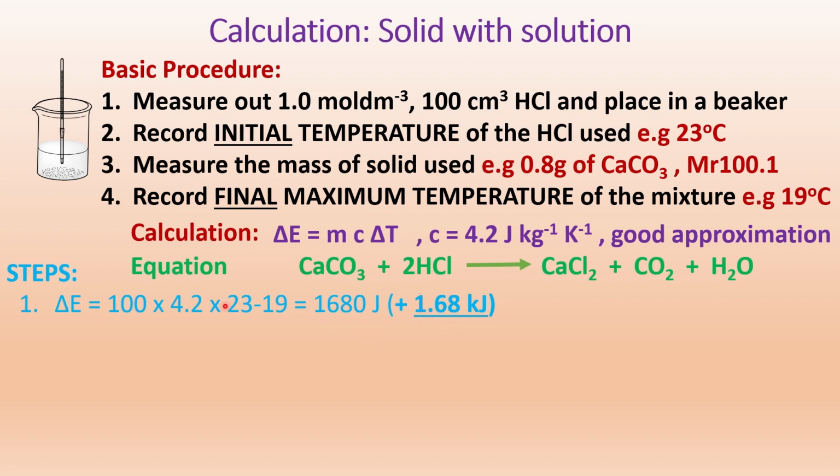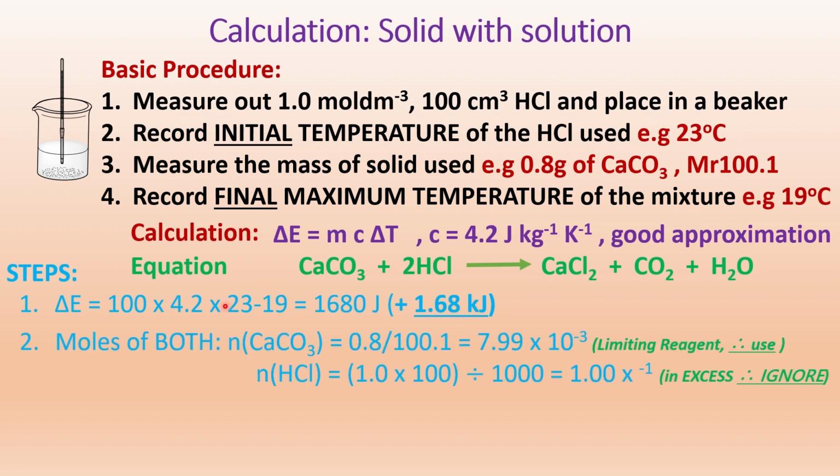Second step is to work out the moles of both calcium carbonate and the HCl: concentration times volume, and mass over Mr, and you try to identify the limiting reagent, which I'll go into more detail in a separate PowerPoint. So we see here that the limiting reagent is calcium carbonate, i.e. we've got less calcium carbonate there. We've got excess HCl, so always use the limiting reagent, in this case 7.99 times 10 to the minus 3 moles of calcium carbonate. Well, that will affect the amount of energy that's produced in the reaction, and that is used in step 3.